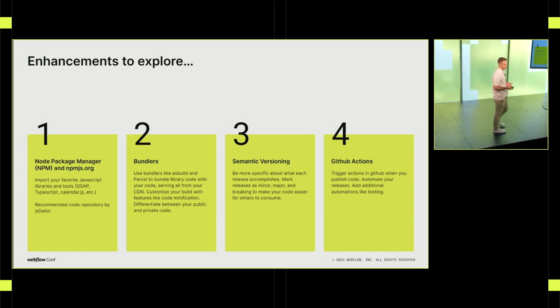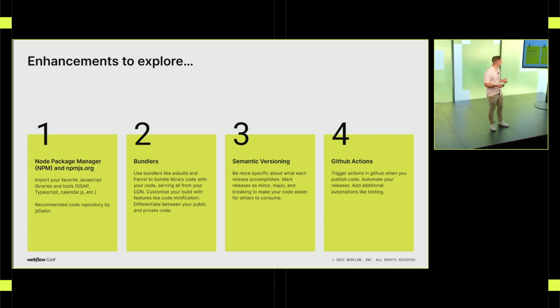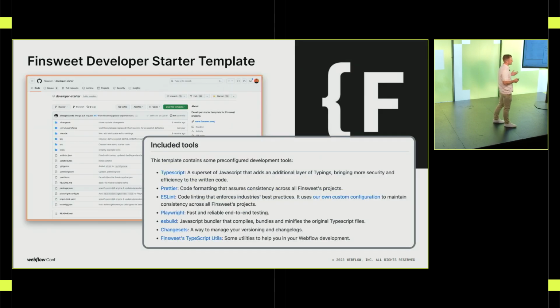And then lastly is GitHub Actions. This was all very manual, but you can automate those releases that you have when you publish new versions and things like that.